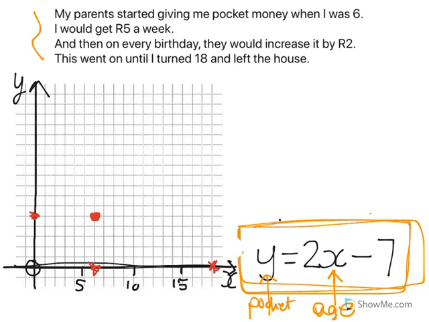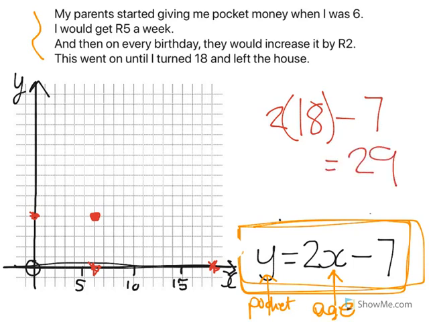And the context is debatable. Do I still get pocket money when I'm 18? Anyway, let's just assume that 18 is included. And the pocket money then is 2 times 18 minus 7, which gives you 29. I don't know if I have enough blocks. 5, 10, 15. No, I don't. So it would be somewhere up there. And then what you would do is join those two, and that would be the straight line function that represents this context. So that's what we call sketching a line with a restricted domain.